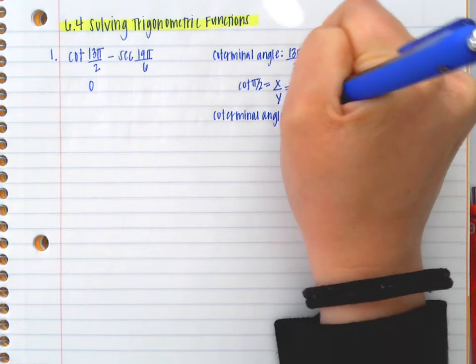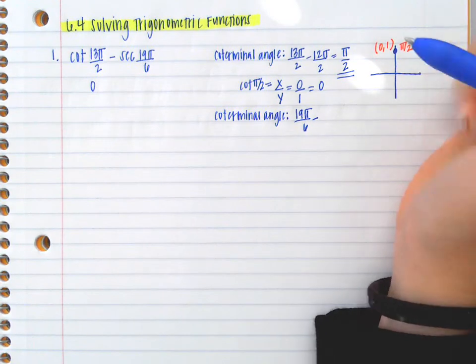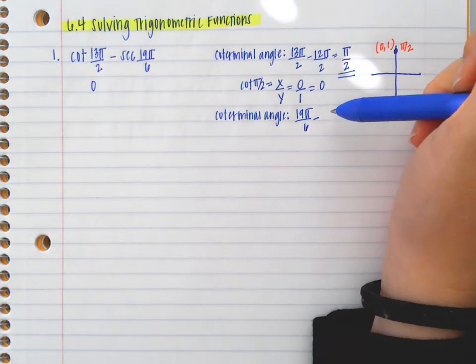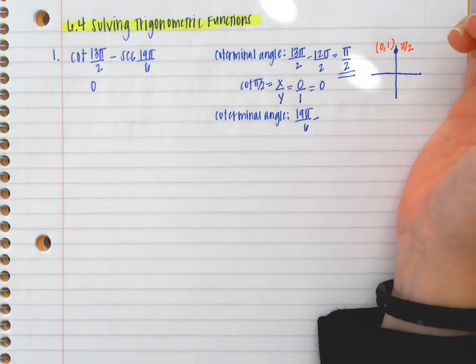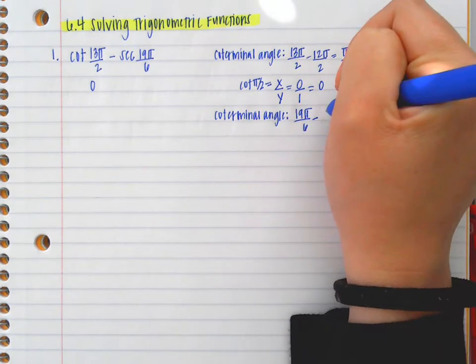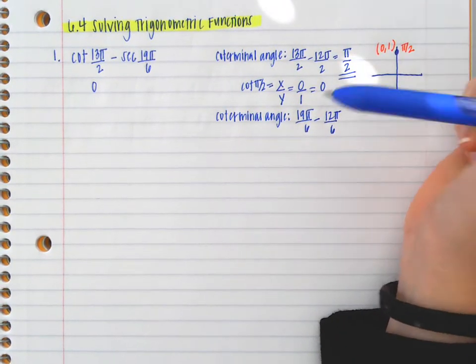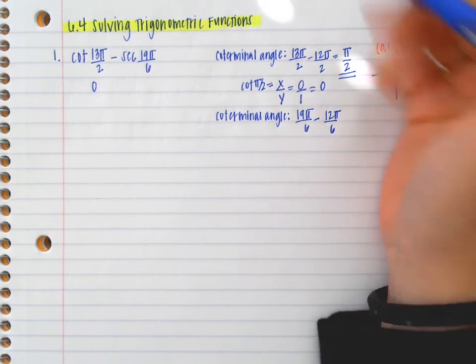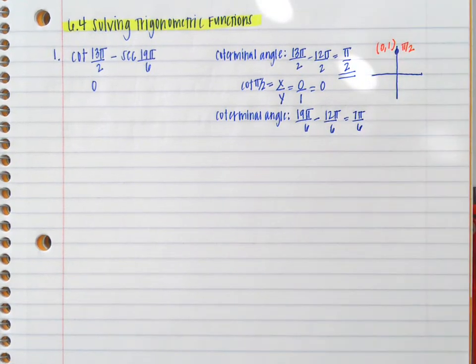So 19 pi over 6, I'm going to subtract 2 pi. Remember, to be able to subtract, you've got to get a common denominator. So 2 pi is going to be 12 pi over 6, because 12 pi over 6 simplifies to be 2 pi. Okay, so 19 minus 12 gets me 7 pi over 6.